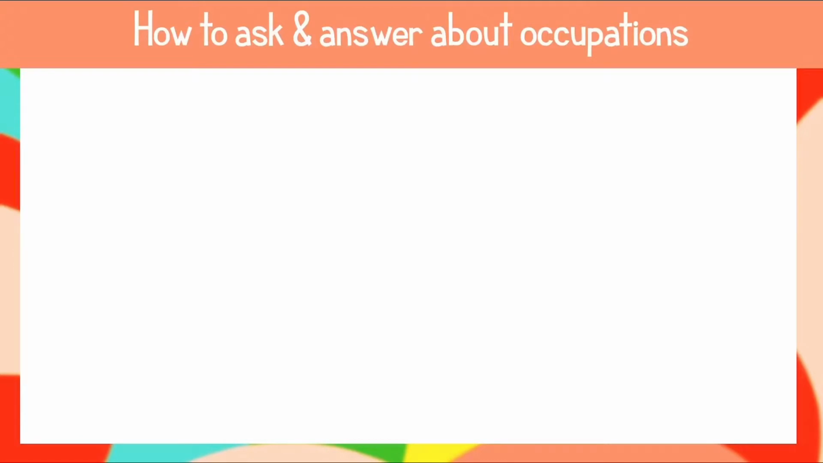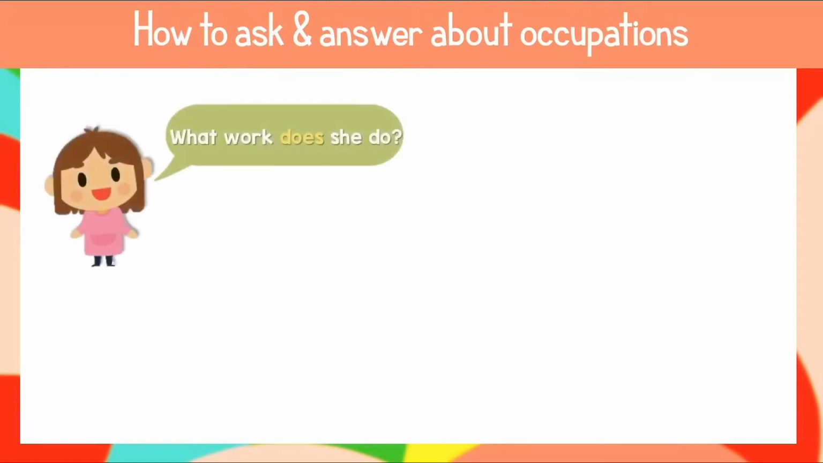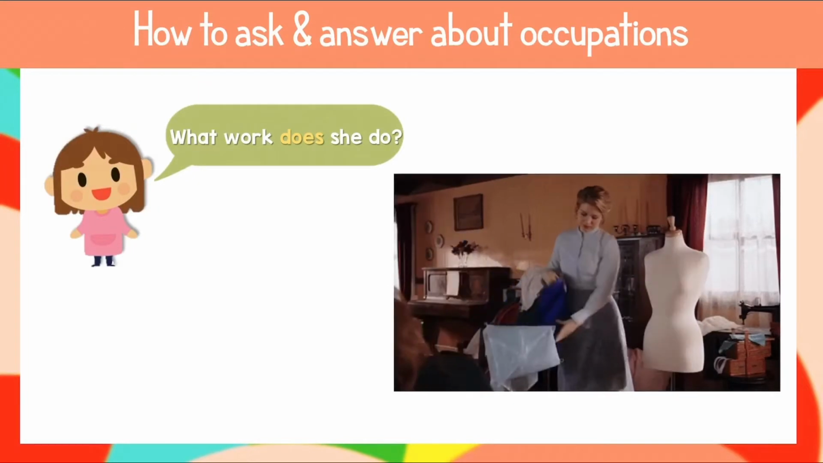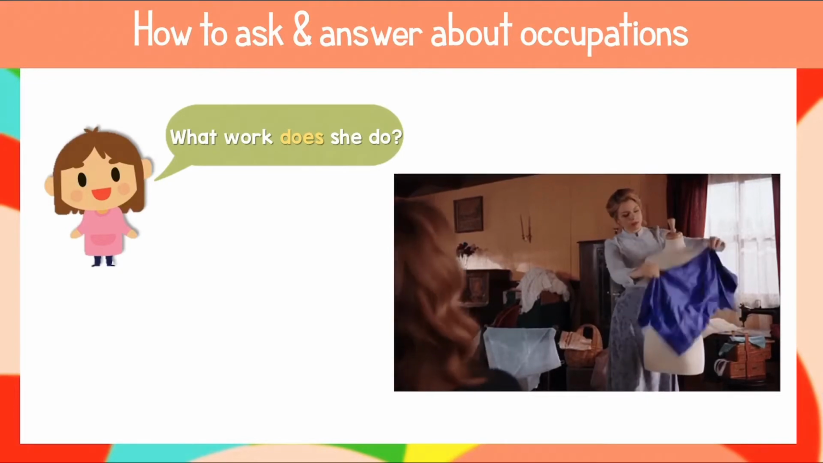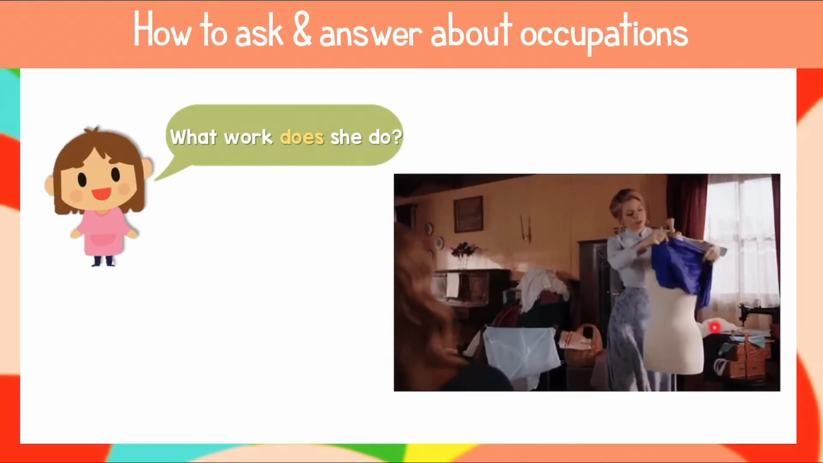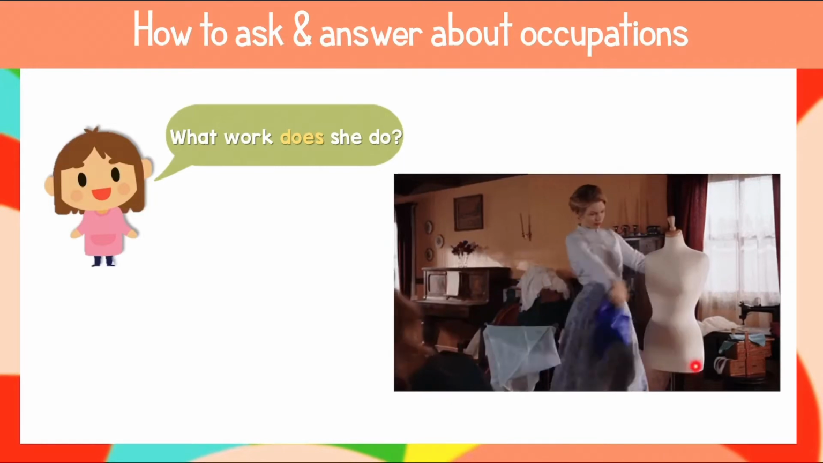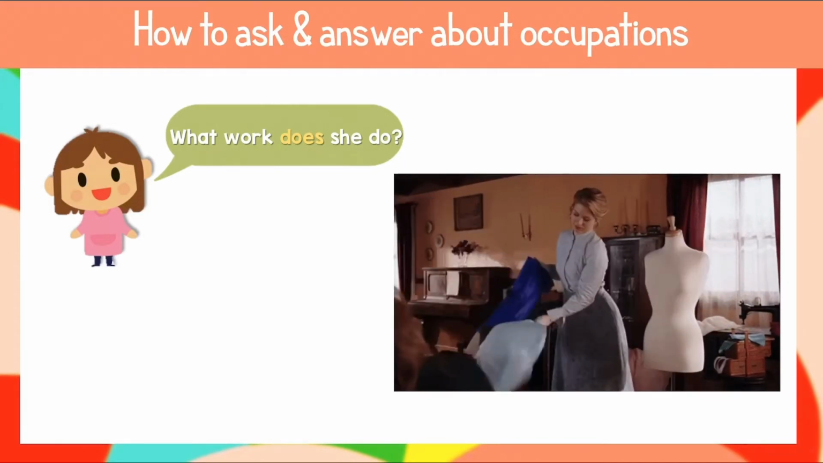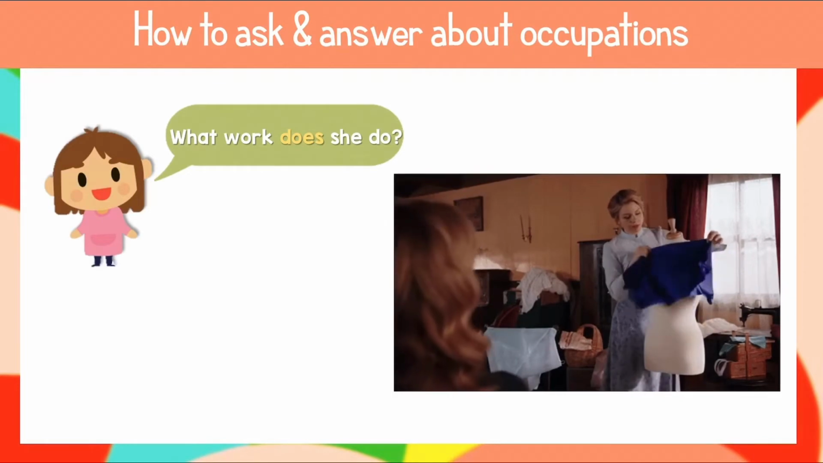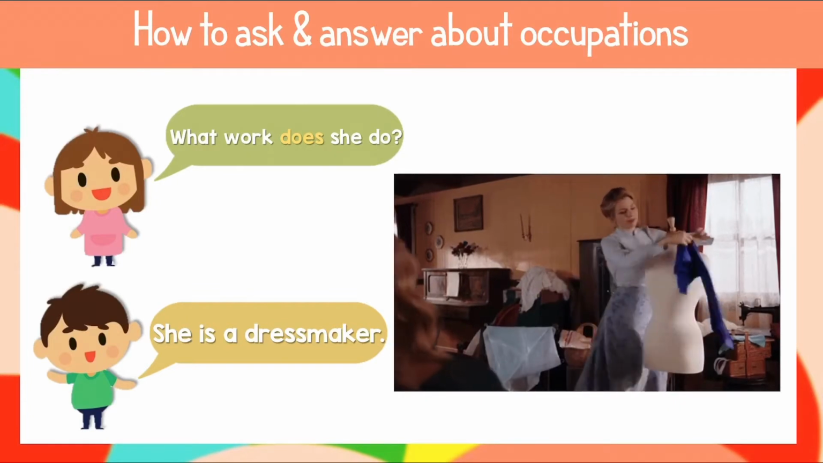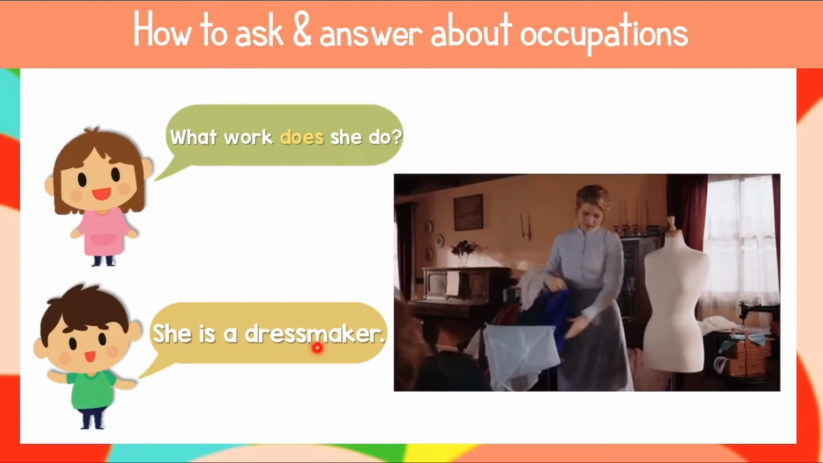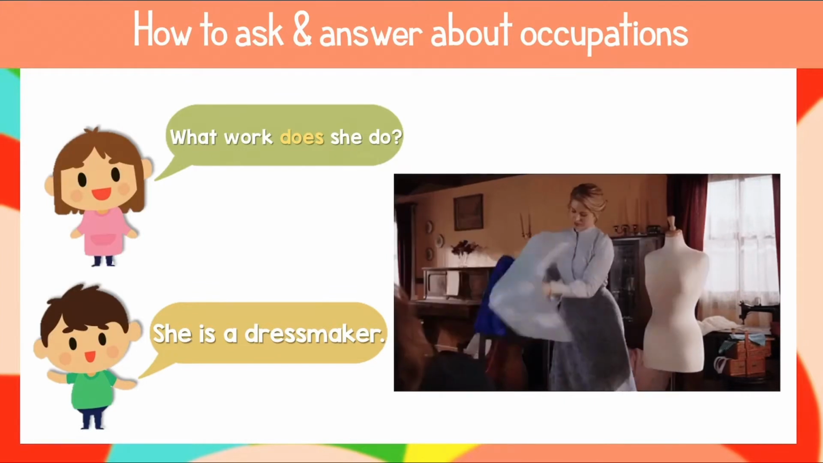Alright, this is how to ask and answer about occupations. What work does she do? Let's guess, what work does she do? Can you see this? What is she doing? She is creating something, right? So, the answer? She is a dressmaker, a person who creates dresses.